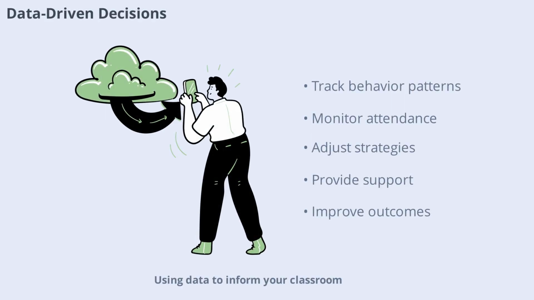Using data to inform your classroom management strategies can lead to better outcomes. Track behavior patterns, attendance, and academic progress to identify trends and areas for improvement. Use this information to adjust your approach and provide targeted support where needed. Data-driven decisions help ensure that your strategies are effective and responsive to your students' needs.